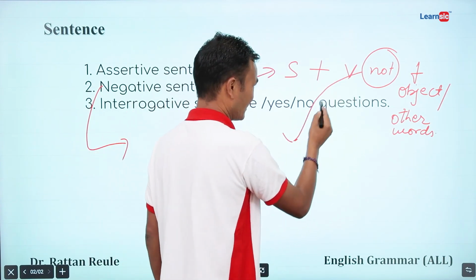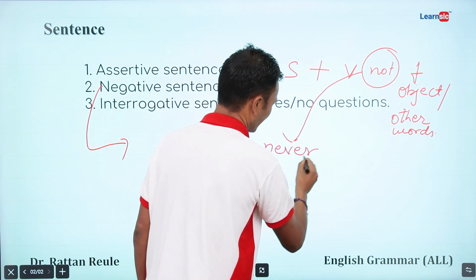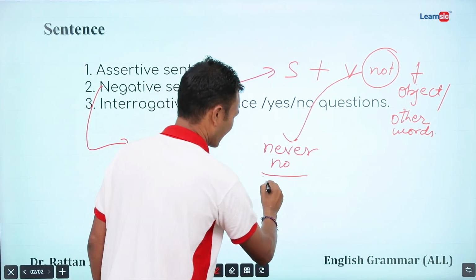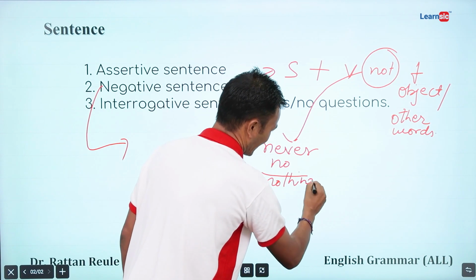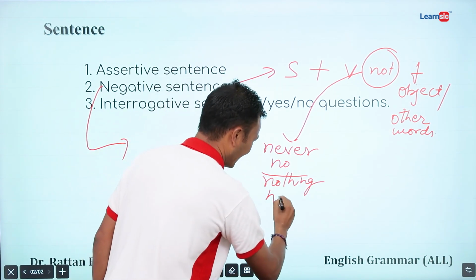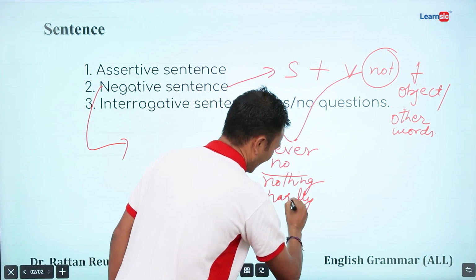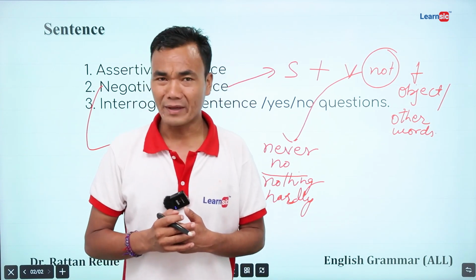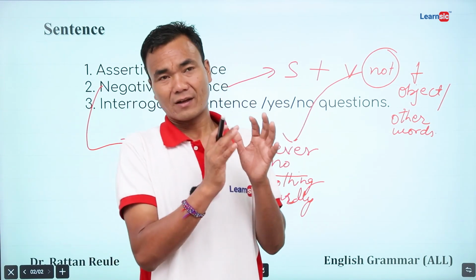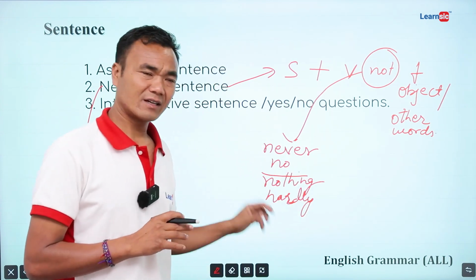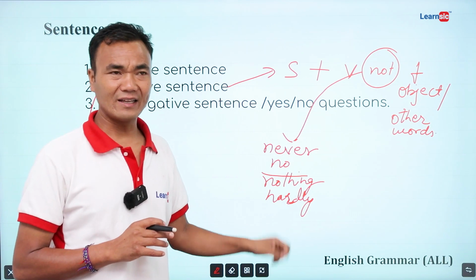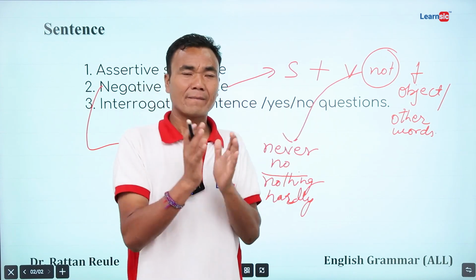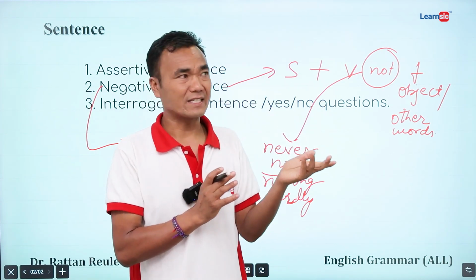Similarly, there are many other words: not, never, no, and some other words like nothing. Nothing also stands for negative. Hardly too. These are the words which make sentences negative. By using not, never, no, nothing, hardly, we are translating the positive sentence into negative.